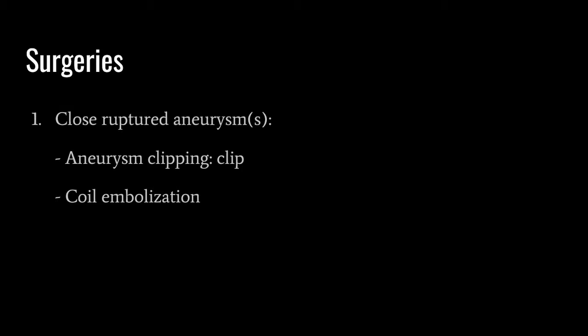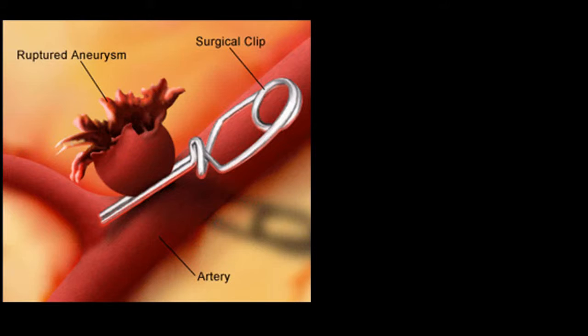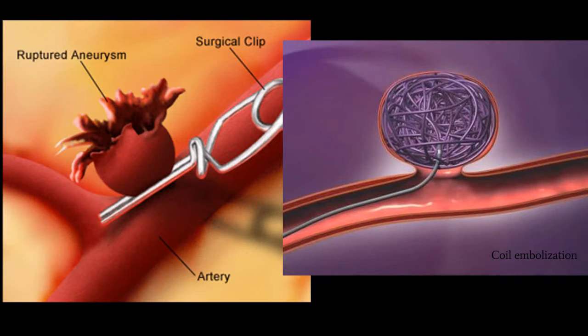For treatment, surgeries are to stop the bleeding, which can be in the form of closing the ruptured aneurysm or decompression of the brain to release blood and pressure. For the aneurysm clipping, this involves clipping the base of the aneurysm to stop the bleeding. For coil embolization, this involves pushing wire into the aneurysm to allow the blood to adhere and clot to the coil that is inserted, blocking the blood from leaving.